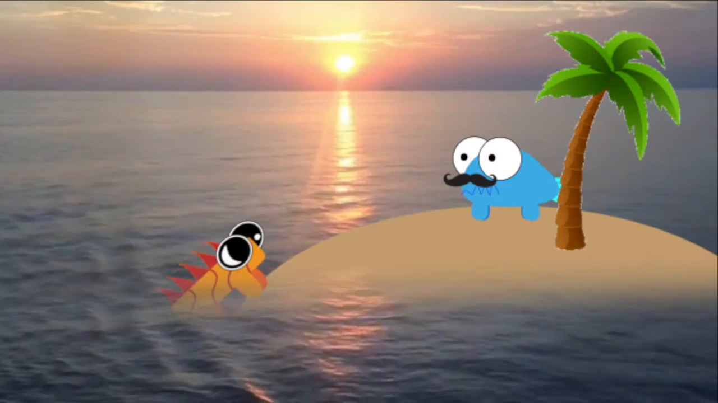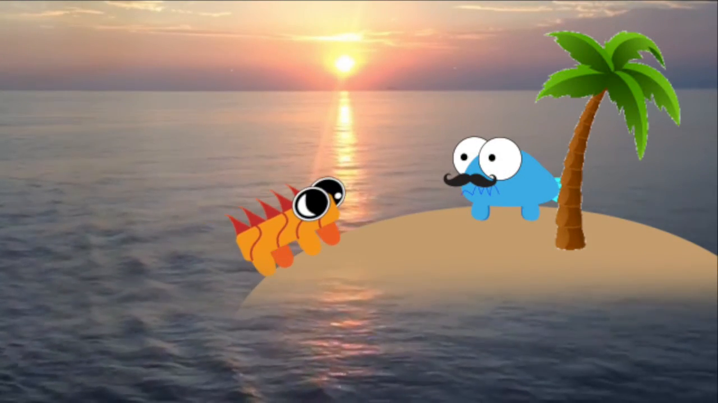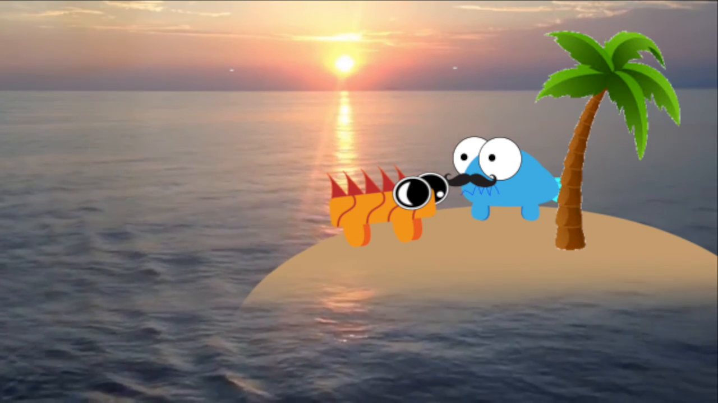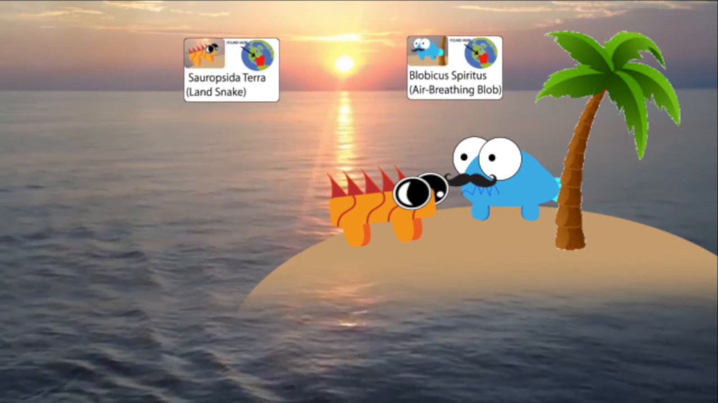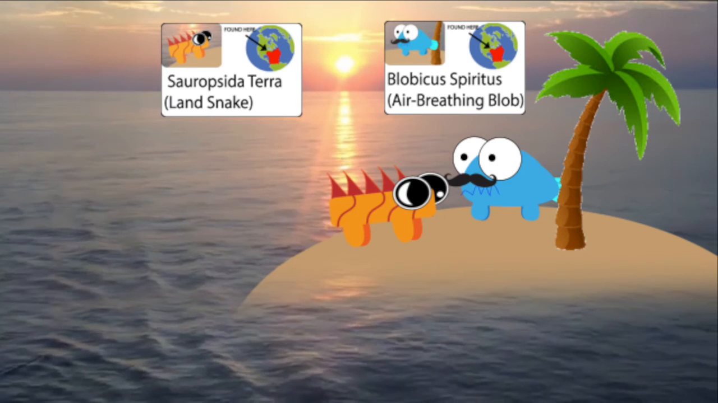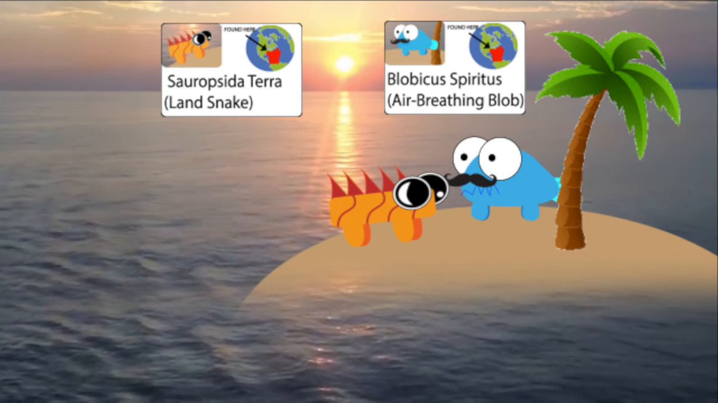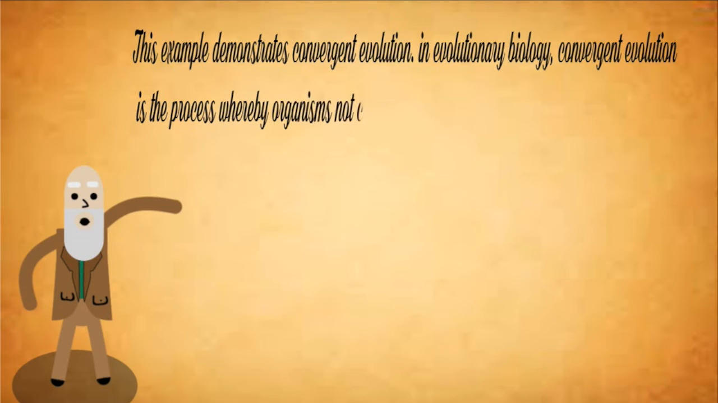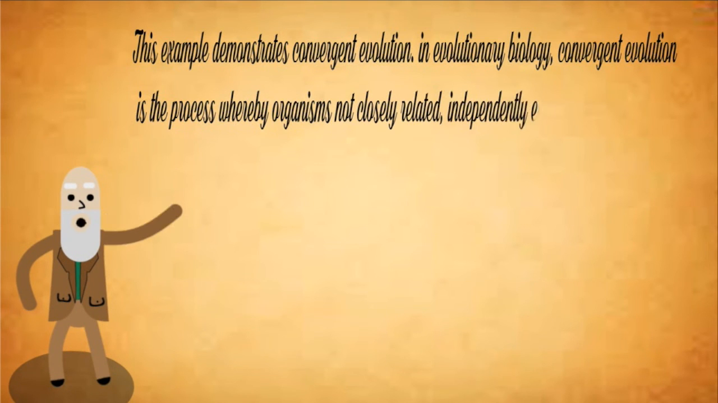Over here we can see an individual who is not a descendant of Blob, yet shares a lot of similar characteristics with Blob's descendants. This is because they both evolved in the same environment and thus have the same adaptations in order to thrive. This example demonstrates convergent evolution. In evolutionary biology, convergent evolution is the process whereby organisms not closely related independently evolve similarly.